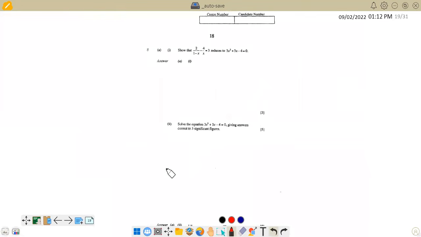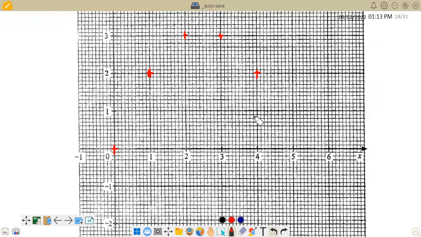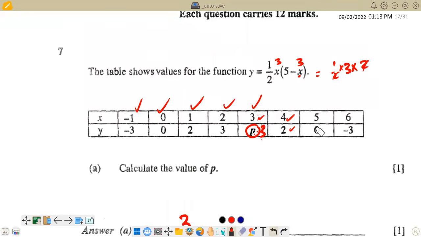Sorry, it went to the other part because it was a little bit slow. Let's get back to our page. Let's wait for it to save a little bit. Okay, so this is 4, 2 here. Let's get back to this one.